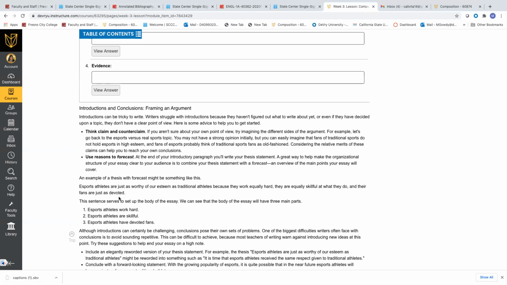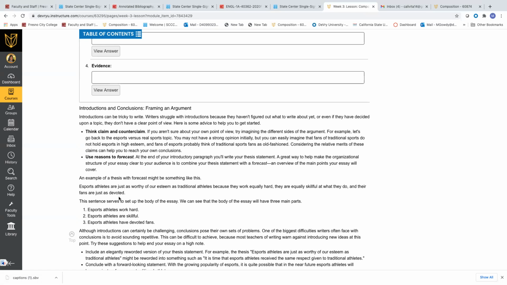So at the end of your introductory paragraph, you'll write your thesis statement. A great way to help make the organizational structure of your essay clear to your audience is to combine your thesis statement with a forecast, an overview of the main points your essay will cover. That's exactly what a forecast is. It is the overview of the main points your essay will cover.